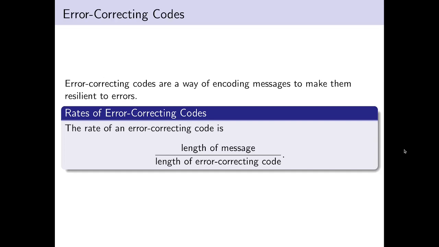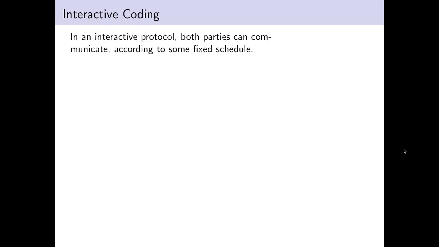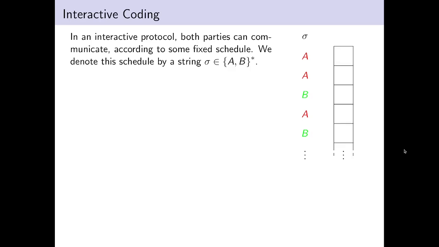However, in practice, our communication is usually much more complicated. In practice, we often can have communication go both ways. First Alice speaks, then Bob speaks, and Alice speaks. We represent this by an interactive protocol. Both parties can communicate according to some fixed schedule. We will denote the schedule by a string sigma consisting of A's and B's. So for example, here we have one potential such sigma, and we can easily think of the communication involved here. First Alice might send a message to Bob of 0, then Alice will send a message of 1, then Bob will respond, then Alice will respond, then Bob will respond, and so on.